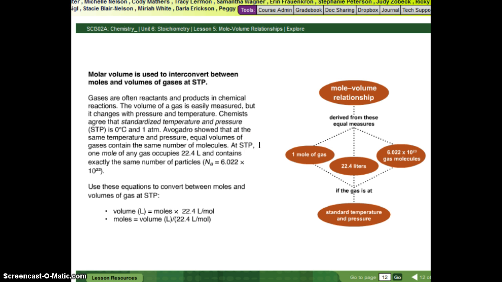At STP, 1 mole of a gas occupies 22.4 liters and contains exactly the same number of particles, which of course is, everybody, 6.022 times 10 to the 23rd. Use these equations to convert between moles and volumes of a gas at STP. So again, you can memorize this, but honestly, I think it's so much easier just to say, okay, what's on the bottom of the next fraction? Cancel off my previous unit.